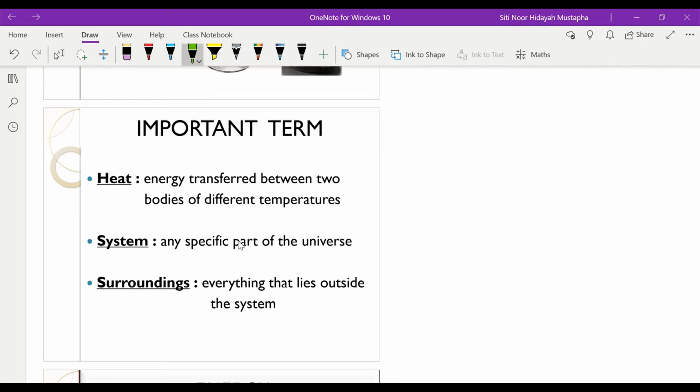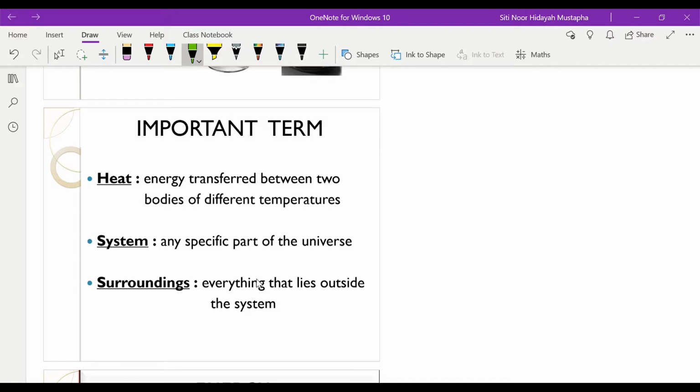Next is system. A system is any specific part of the universe. When you want to study anything, you have to choose your system, so a system can be anything. The last one is surroundings. Surroundings means everything that lies outside the system.